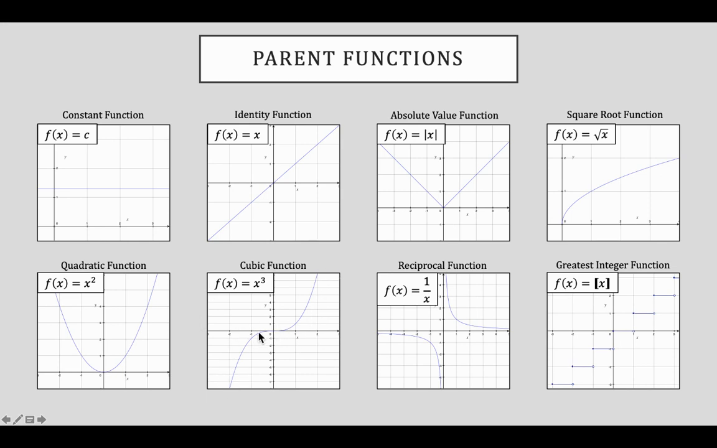Every single quadratic is going to have a parabola shape, and every single cubic function is going to have these monkey arms. Again, these are called parent functions because they are the most simple form of a particular type of function. What we're going to be doing now is taking all of these functions and transforming them.